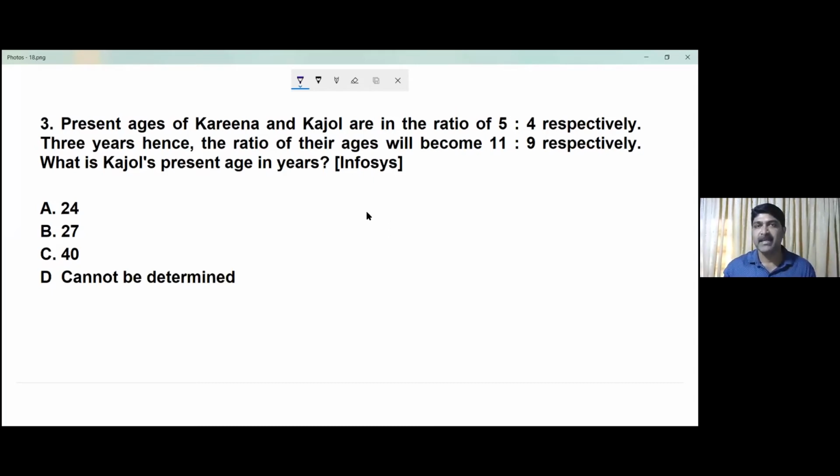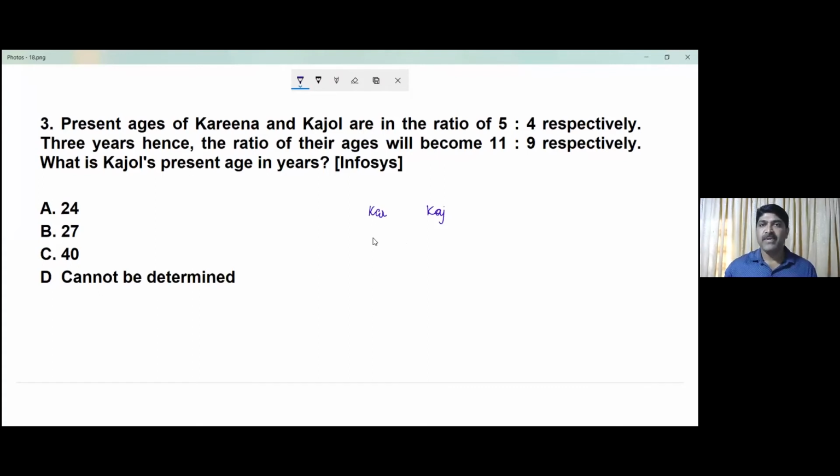That's the very basic type of age problem. So here, Kareena and Kajol, two persons. Runs, now you are correct, very good. So there is an easy, super trick for finding the answer for this question. So understand it clearly. We just consider Kareena and Kajol.